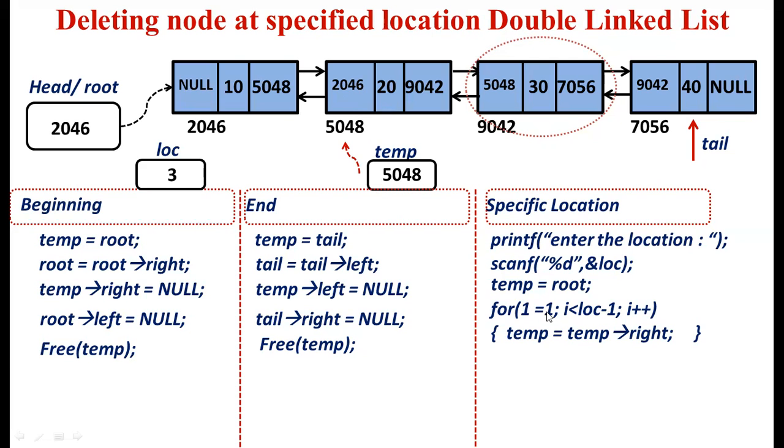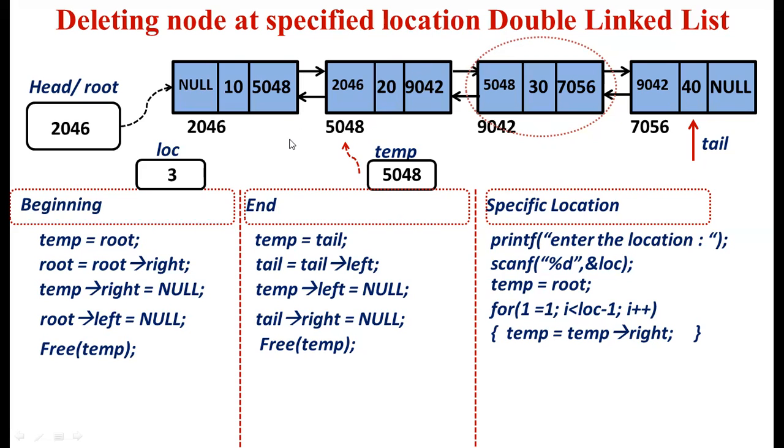Now i becomes i plus plus. The i value is 2; previously it was 1. Now i less than location, 2 less than location. The location value is 3, and 3 minus 1 is 2. 2 less than 2, the condition is false. So we will come out of the loop. By that time, the temp has started pointing to the second node.